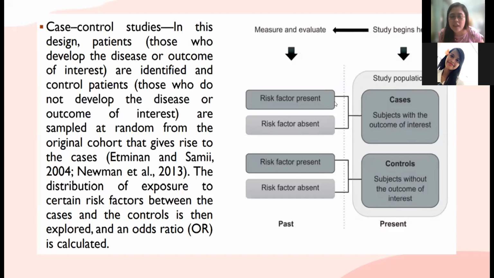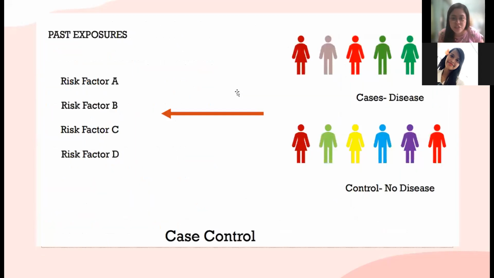So hindi mo siya pwedeng ilagay sa descriptive design kasi sabi ko nga kanina, ang descriptive design walang comparison. Dito meron tayong comparison. Iko-compare natin ang case group and ang control group. And at the end of the study, ang ma-identify natin yung risk factors na magkukos na magkaroon ang person ng outcome of interest or yung sakit. Or yung sa example ko, diabetes. So another illustration here for the case control. Again, the study will start here.